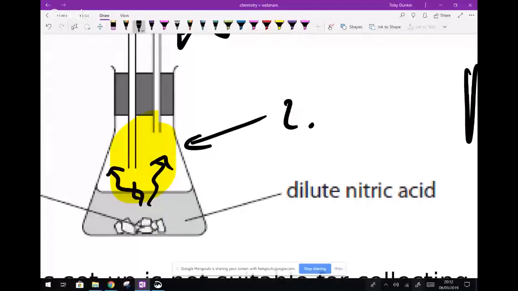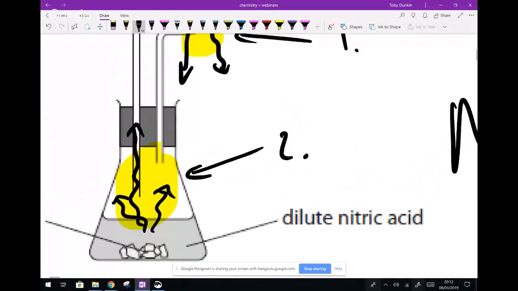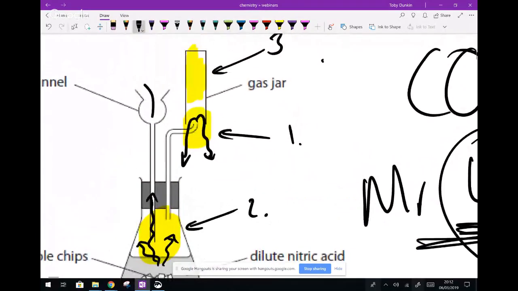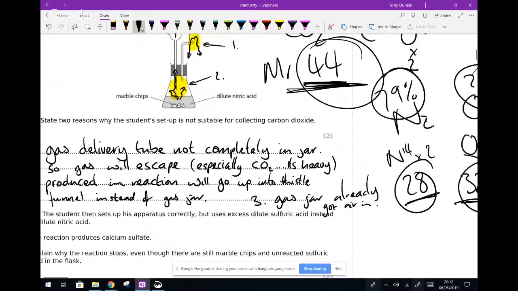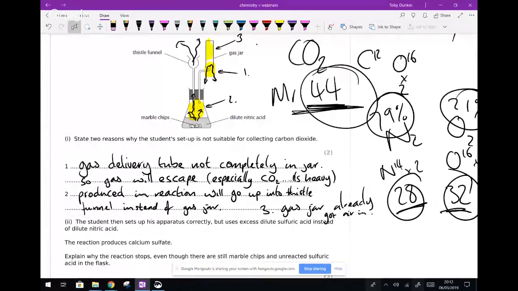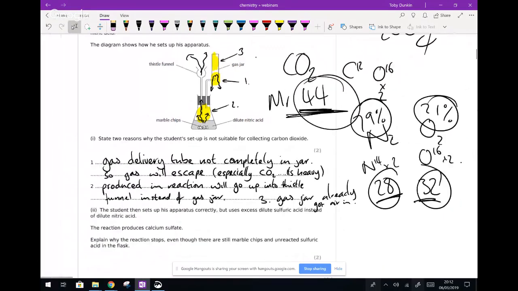The second thing is this is going to make gas, and the gas is going to go straight up that thistle funnel. Yeah, and it's going to escape through there. So 3 options you could have gone for. I went for delivery tube not completely in the jar, so the gas will escape, especially CO2 as it's heavy. Next one, gas produced in reaction will go up into thistle funnel instead of gas jar. Gas jar already got air in it. Next.